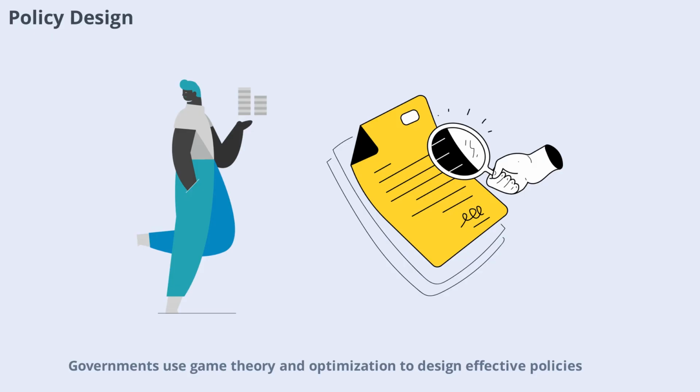Governments use game theory and optimization to design effective policies. By anticipating how people will respond to new rules or incentives, policymakers can create regulations that achieve social goals, such as reducing pollution or improving public health. Optimization ensures that policies are cost-effective and practical.